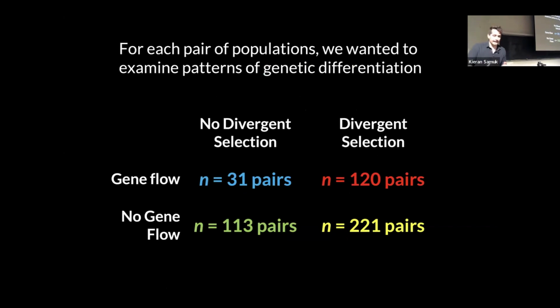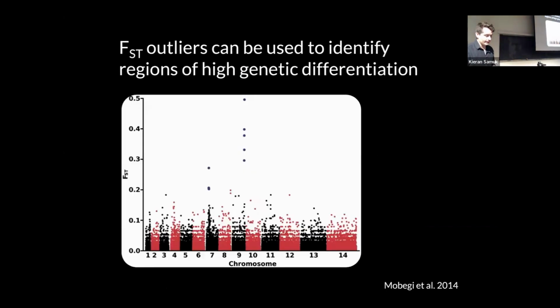Okay, so the basic idea here is we take these populations, we want to test this idea. And so we wanted to start by examining patterns of genetic differentiation. One way to do this is just with good old FST. This is just a measure of genetic differentiation. Many of you are quite aware of it. So we could use FST quantitatively, just as an index of genetic differences.